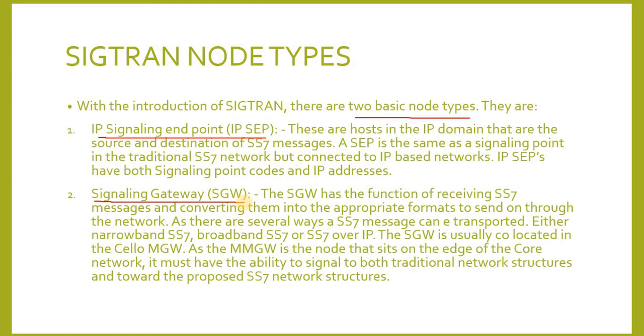SIGTRAN allows us to send SS7 messages over IP networks. There are 4 network scenarios implemented for SIGTRAN. These are 1. Signaling between two signaling endpoints, SEPs, inside an IP network. 2. Signaling between a signaling endpoint in an IP network and a signaling endpoint in a traditional SS7 network, TDM or ATM based. A signaling gateway is responsible to convert IP SIGTRAN messages into traditional SS7 messages. The two signaling endpoints may or may not belong to the same operator.